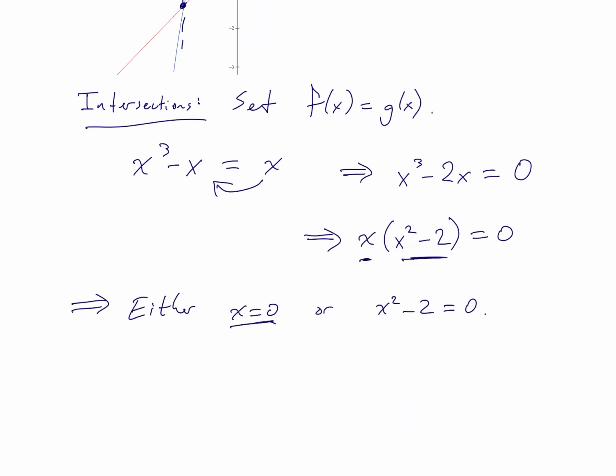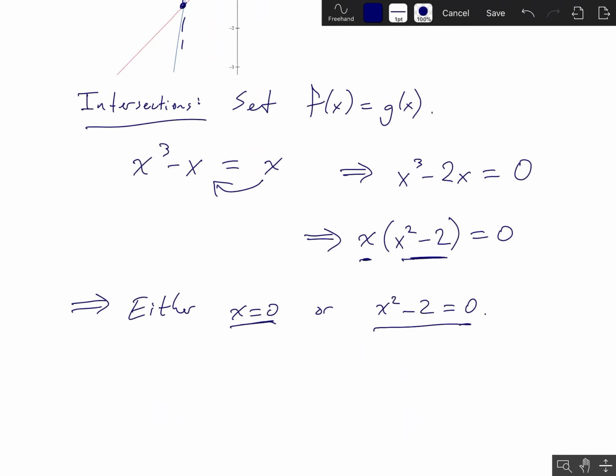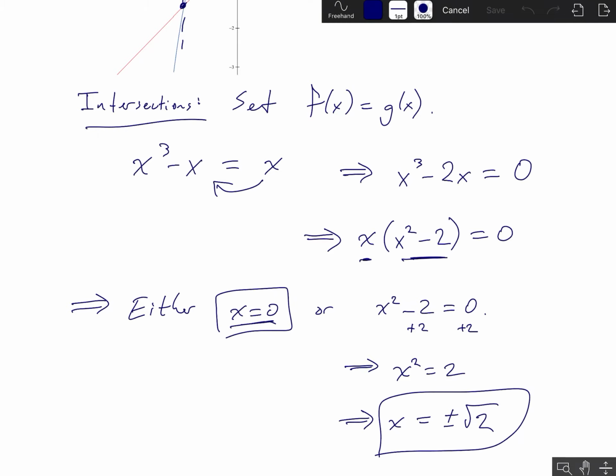But there are two other x values that we're going to get from this second equation. So let's solve that second equation for x. I would probably just add 2 to both sides. That would tell you that x squared is equal to a positive 2. And then if you take the square root on both sides, you'll get that x can be either plus or minus the square root of 2. So these are the three solutions that we get for the intersection points.